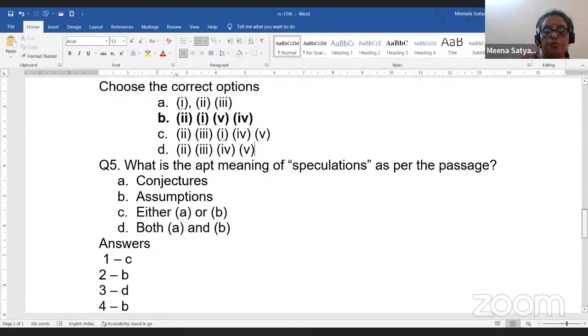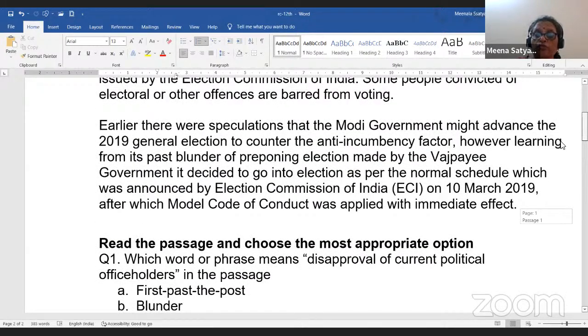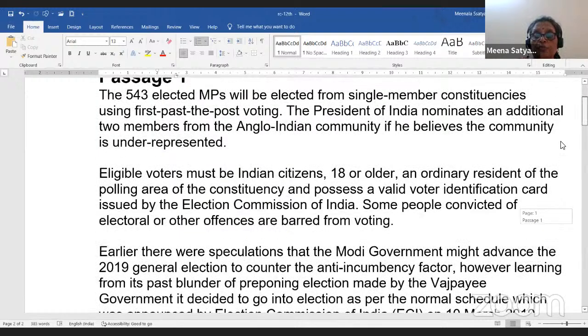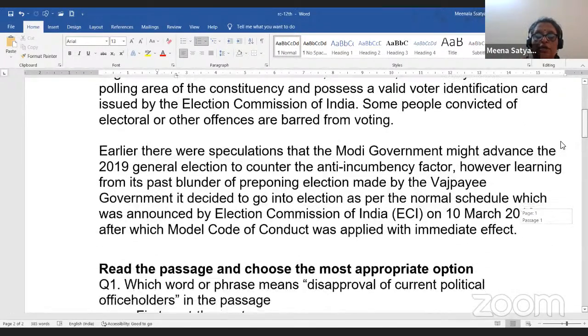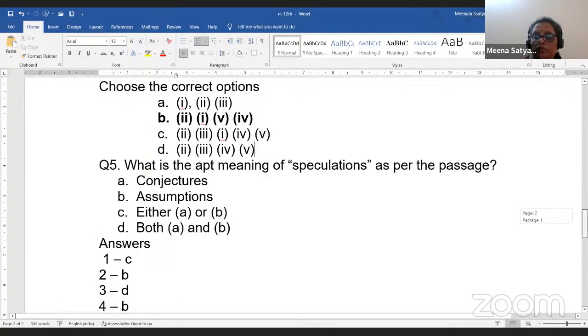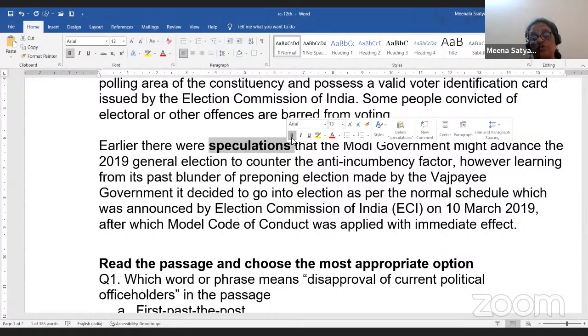So let's go back. Speculation. The word speculation is used in the passage. Now we may have not gone through it, so we may not be able to find it. This passage we read, so we don't know it is there. So what is the meaning of speculation? Yes, we get it here. Earlier, there were speculations that the Modi government might advance the 2019 election to counter the anti-incumbency factor. So speculations. Here is the word.